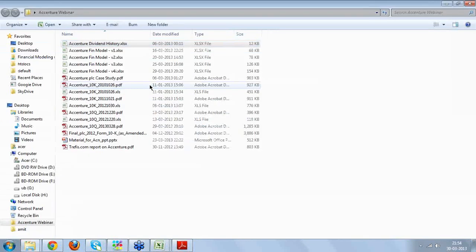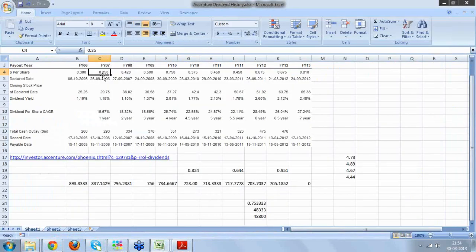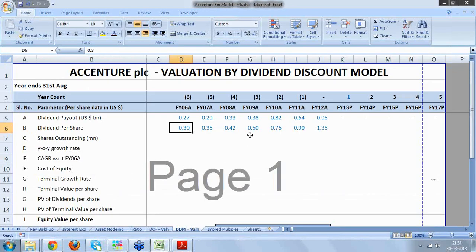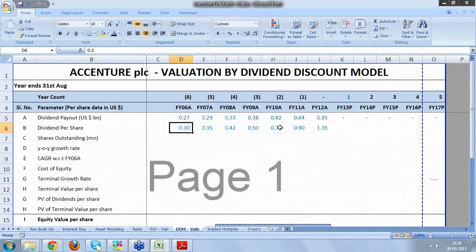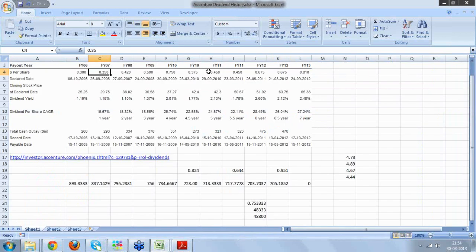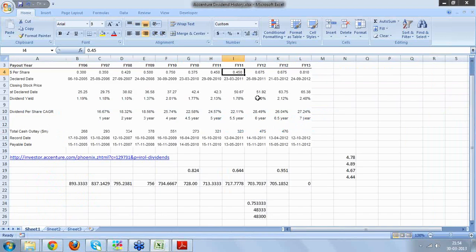FY7 is 0.35. So dividend per share is 0.30, 0.35, 0.42. So you can see where I picked up the value from. FY9 is 0.5. FY10 they have paid twice, so 0.75 plus 0.375. So I have added in FY10. FY11 is 0.450, 0.450 two times, so it has become 0.9. FY12 is 0.675 two times, so it has become 1.35.